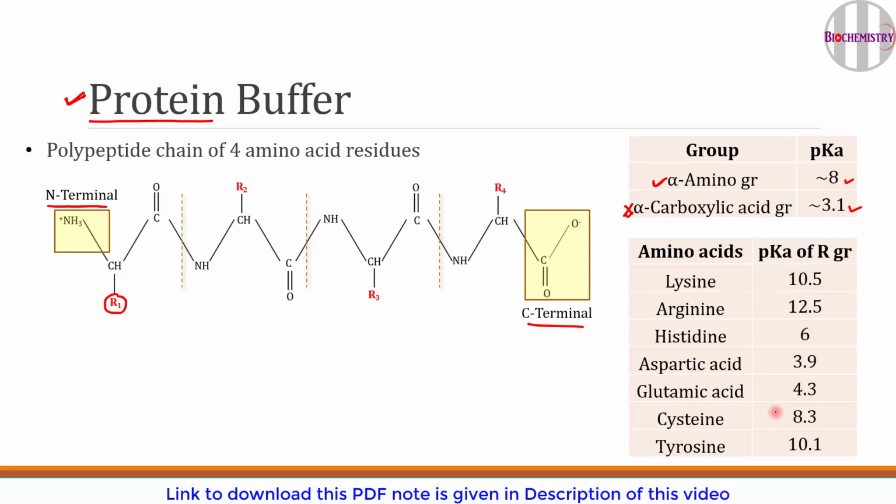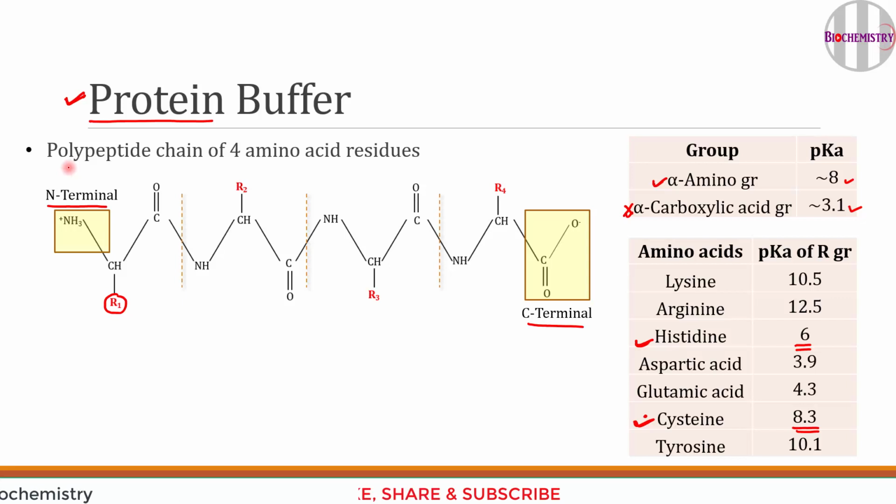And all their respective pK values are given. If you examine closely, only cysteine's pK value is falling within the physiological range. And somewhat nearer is histidine, whose pK value is 6. Remember, these pK values are of the side chain R group. Okay. So in any polypeptide chain, there are a total of 3 functional or ionizable groups that can be helpful in the maintenance of pH.